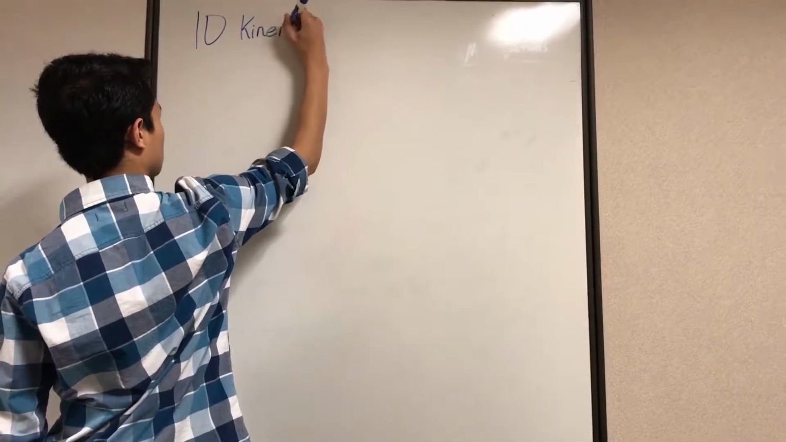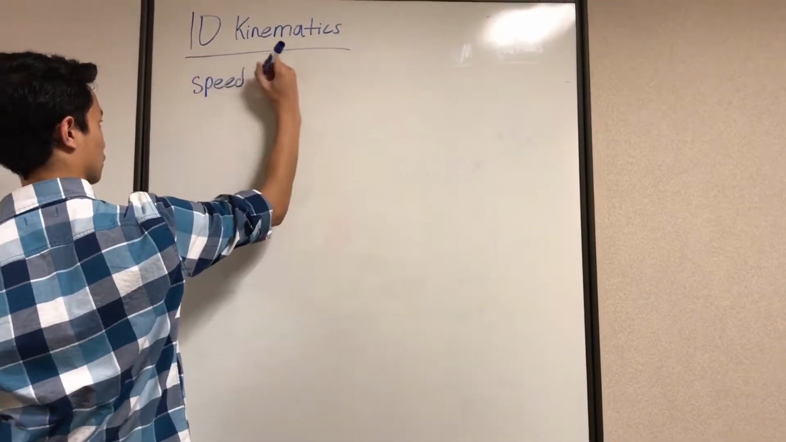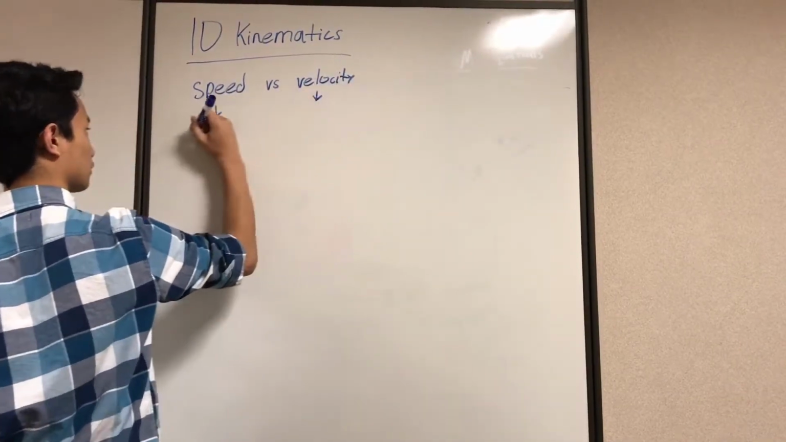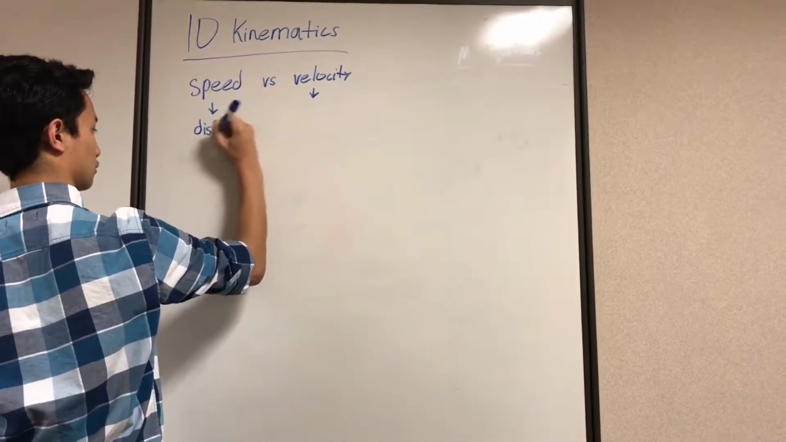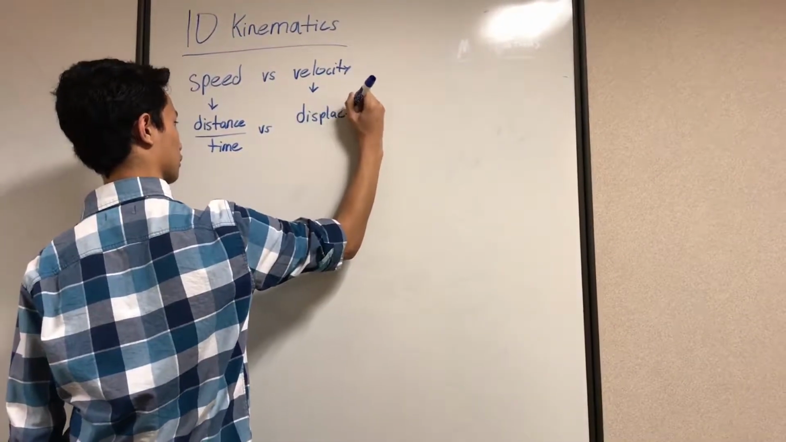Alright, so we're going to start learning about one-dimensional kinematics, the basis of algebra-based physics. So the main concept we need to learn is the difference between speed and velocity, where speed is a measure of distance over time, as opposed to velocity, which is a measure of displacement over time.